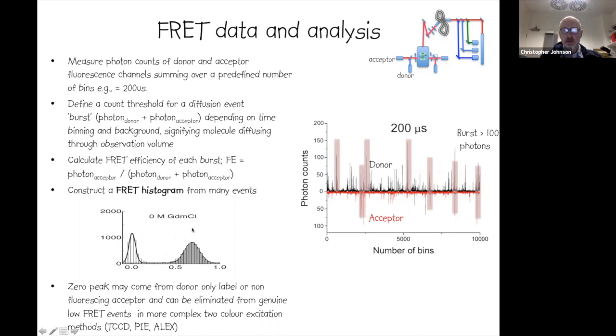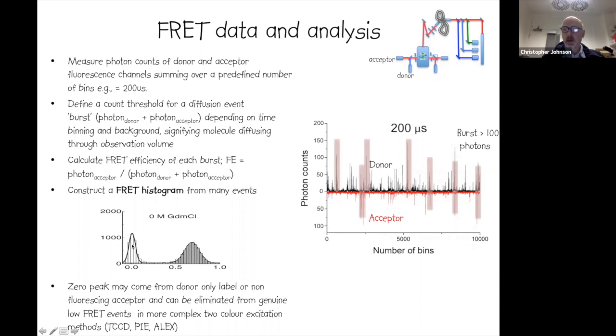One of the issues with measuring FRET is that you quite commonly get a large zero peak implying zero FRET efficiency. So this could be interpreted as meaning that the donor and the acceptor are beyond a distance where FRET can occur, which is typically 10 nanometers or so, but it could also arise because some of your molecules are only labeled with the donor and therefore they're unable to FRET to the acceptor. The acceptor's missing. And so in more sophisticated configurations of single molecule FRET measurement, there are various methods that you can use to eliminate this zero peak.